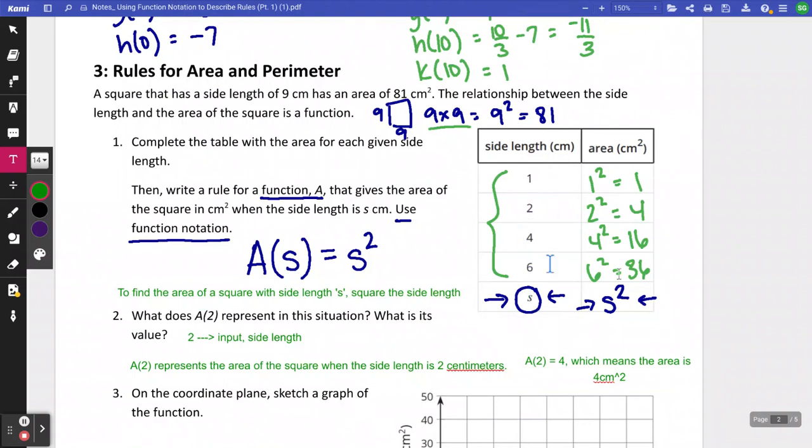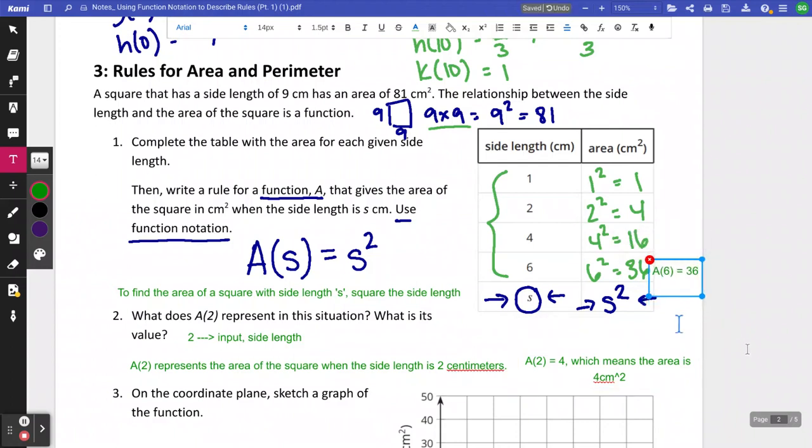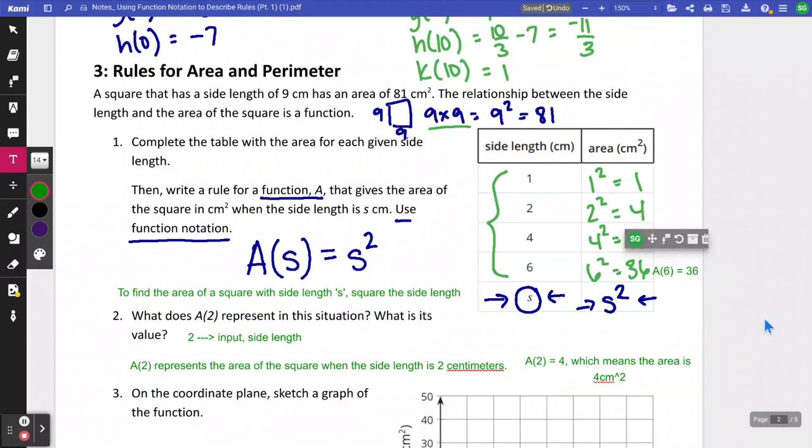I could write all of these different rows in our table using function notation similar to this and similar to A of 2 equals 4. For example, that fourth row with the 6, I could say A of 6 equals 36. That just means when our side length is 6 centimeters, the area is 36 square centimeters. So a good chance for us to practice using function notation again.